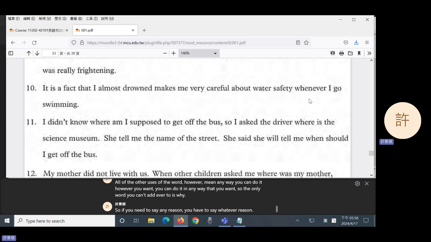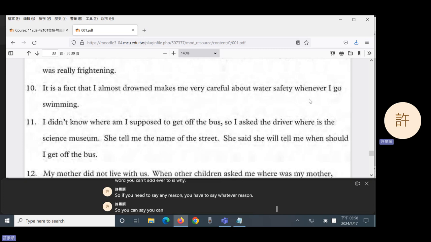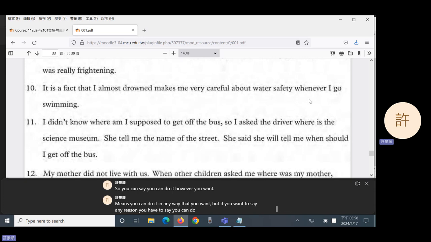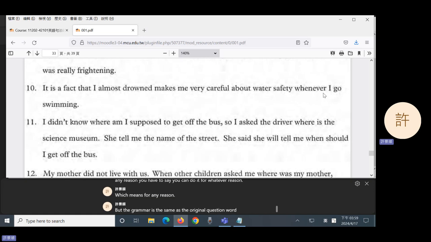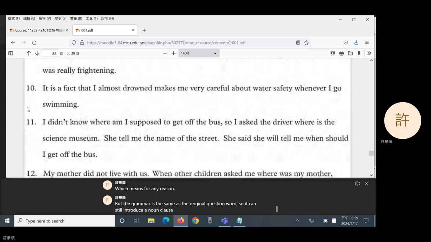So you can say you can do it however you want means you can do it in any way that you want. But if you want to say any reason, you have to say you can do it for whatever reason. Which means for any reason. But the grammar is the same as the original question word, so it can still introduce a noun clause.